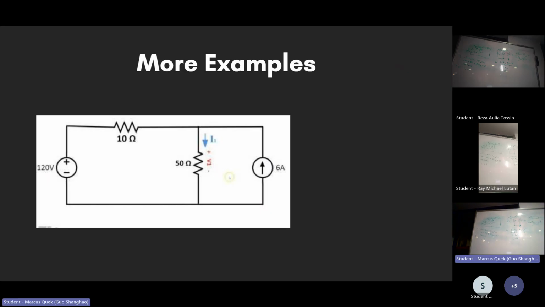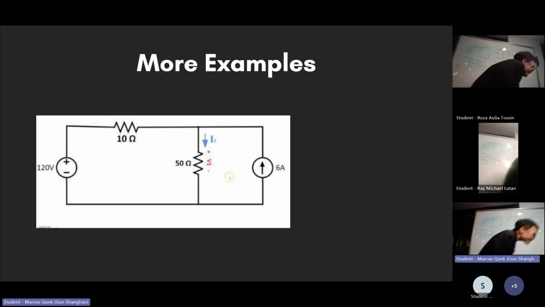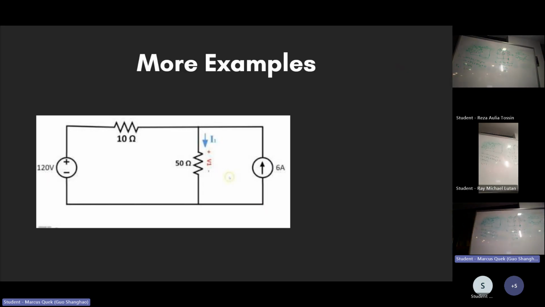What does the 6 amps represent? It is the current, so that's a current source instead of a voltage source. Normally we have voltage sources, right? Batteries are voltage sources, like most things are voltage sources. But you can also have a current source. For now you consider it to be magic. It is something which somehow produces a constant current, not a constant voltage.